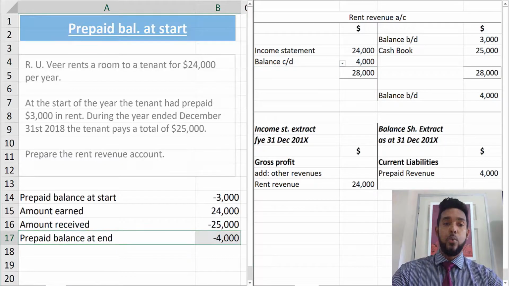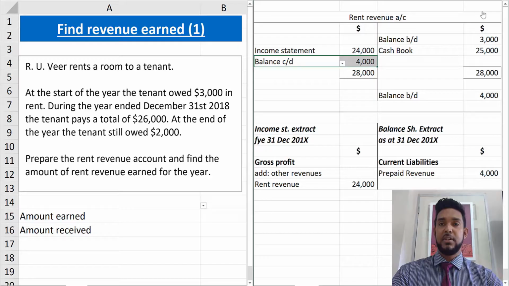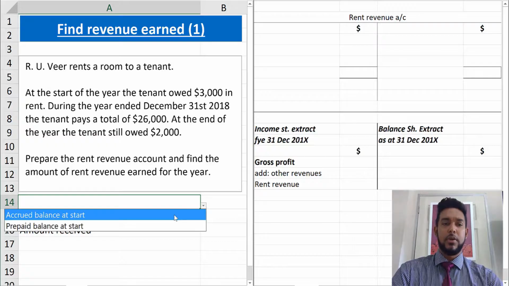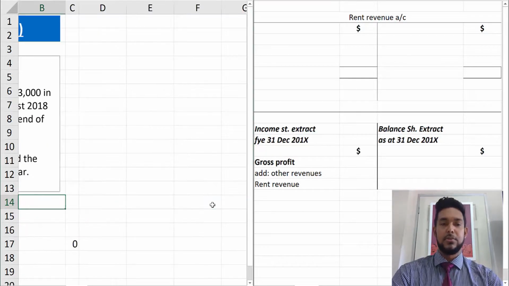Okay, so now what we're going to take a look at is what CSEC does quite a bit of the time. They ask us to find the income statement figure, the amount earned in the case of revenue. So this example is where they will ask us to find revenue earned. So Ayurveda rents a room to a tenant. Normally we were told how much the room was rented for, but here we aren't told. At the start of the year, the tenant owed $3,000 in rent. So the tenant owed us at the start of the year, that's going to be accrued at start, and that's $3,000.